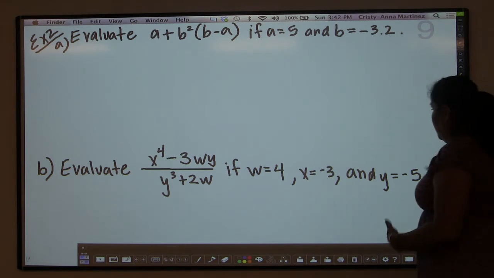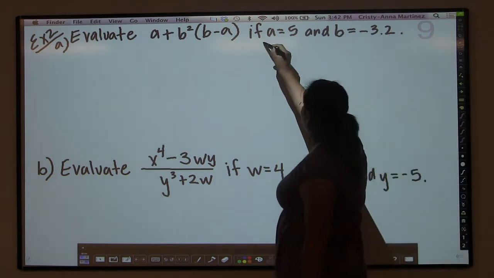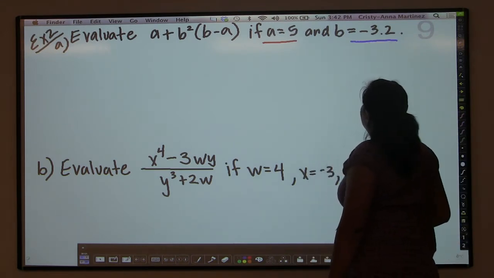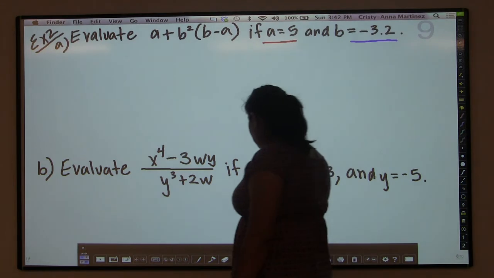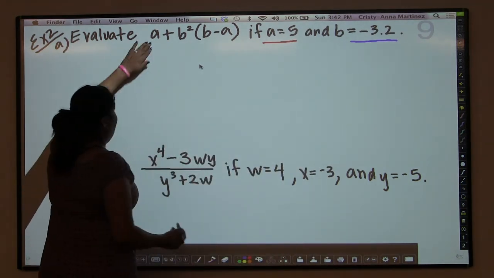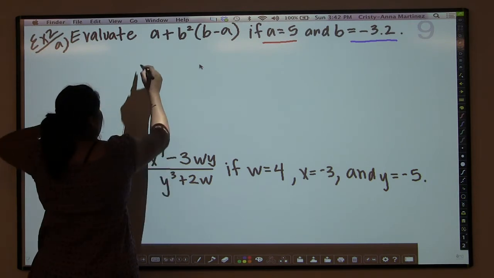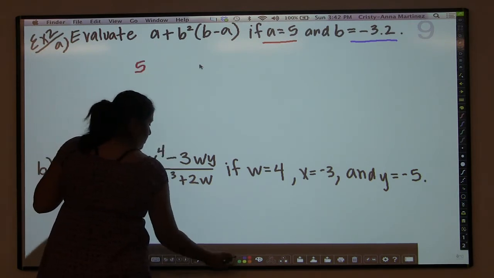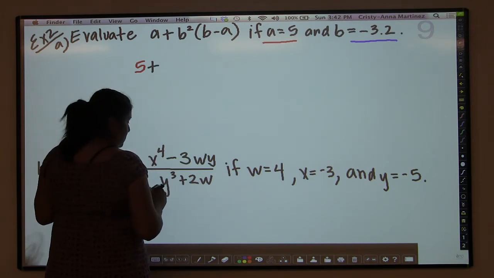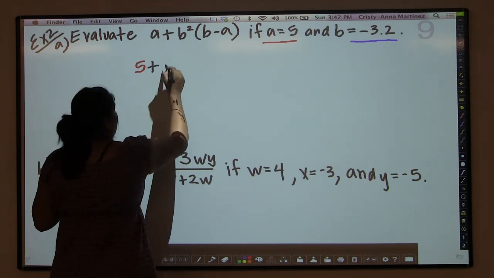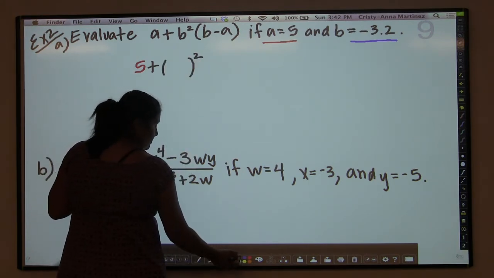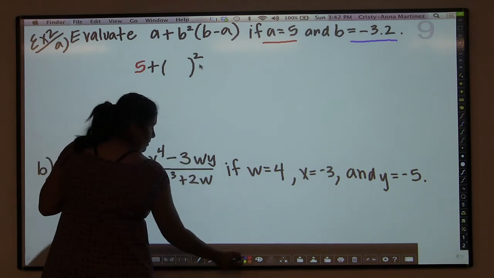You have A equals 5, B equals -3.2. So again, I'm going to go to my expression, and instead of the A, I'm going to replace the A with a 5. I'm going to replace the B with a -3.2, and because it's negative, I'm going to put it in parentheses, and that was blue, correct? We're going to color code here.